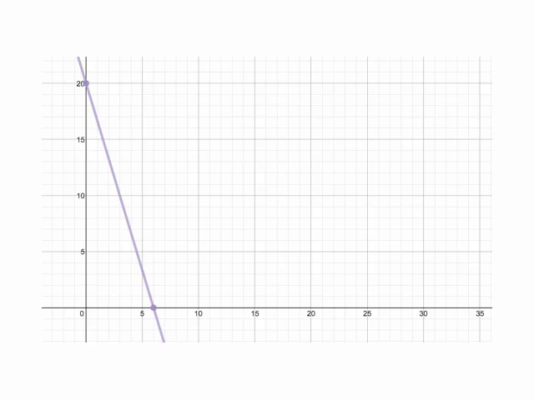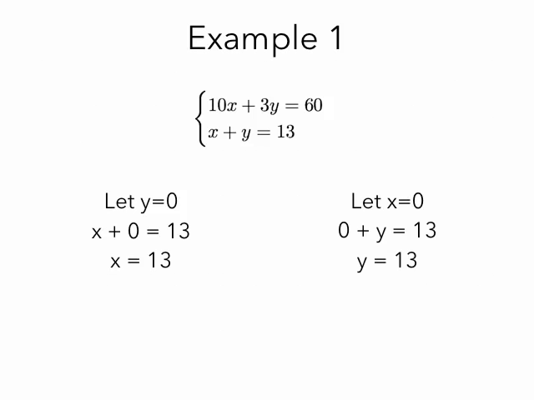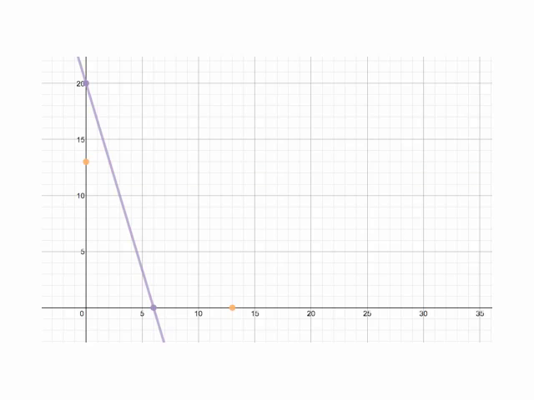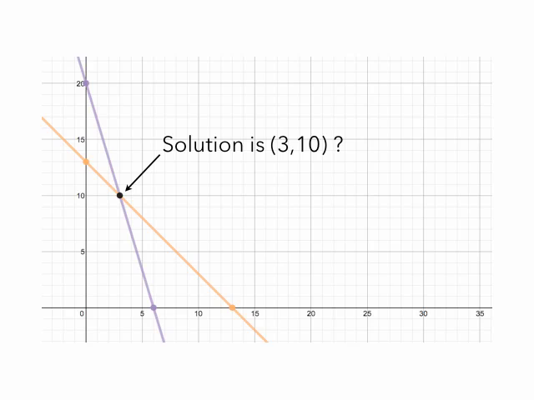Now we've got to do the same thing for the second equation in our system. So that's x plus y equals 13. Well, that's really easy. If x is 0, y is 13, and if y is 0, x is 13. So we're going to plot 13 on both the x and the y-axis. That's the orange points. We connect those, we've got a straight line. So what we're looking for then is, is there a point where these lines intersect? And yeah, it's right there, and it looks like it's over 3 and up 10.